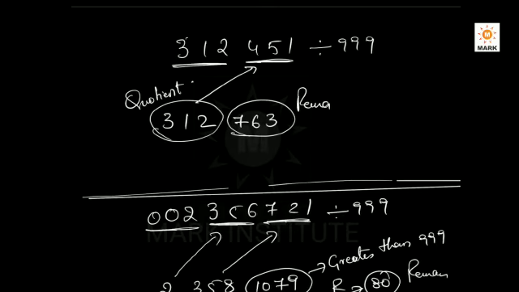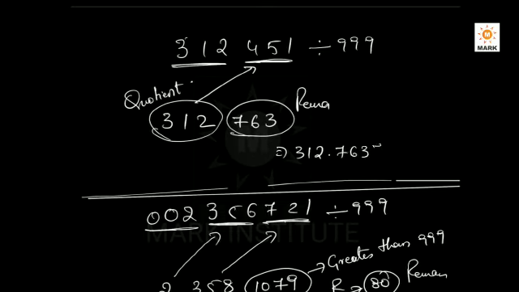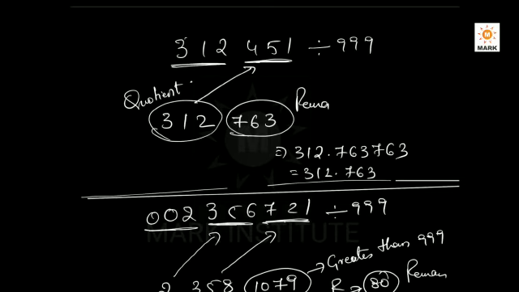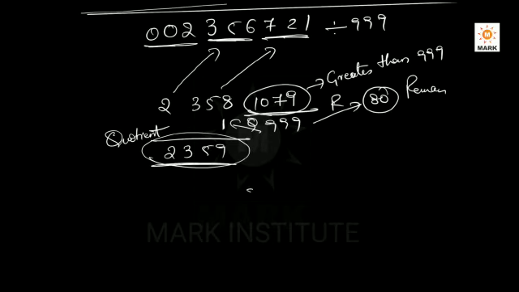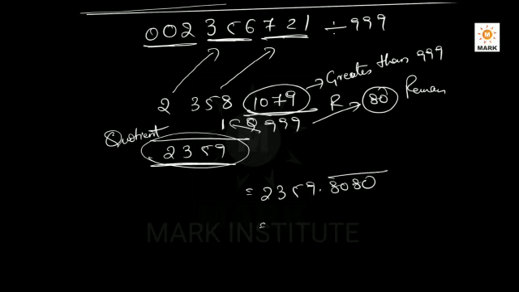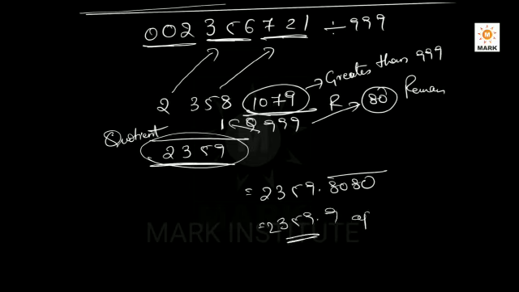The third one, 312 is the quotient and 763 is the remainder. So the answer goes like 312.763 and so on. We can write it as 312.763 bar. The last one I am also writing for you. Here the answer will be 2359.8080 bar. We can round it off and say approximately 2359.9.